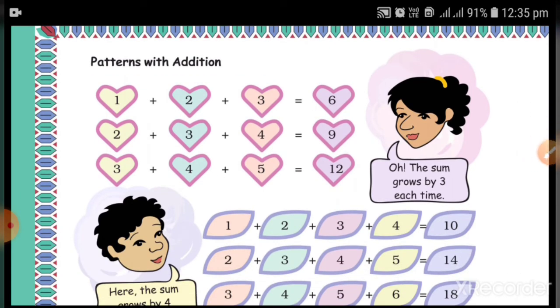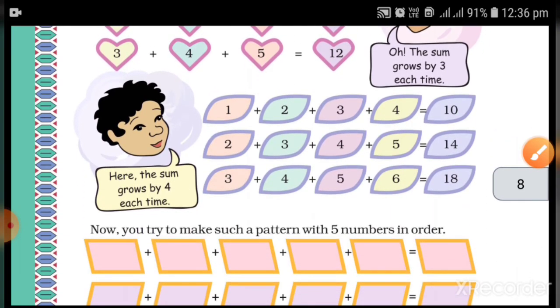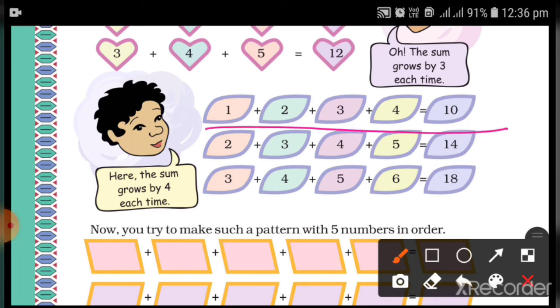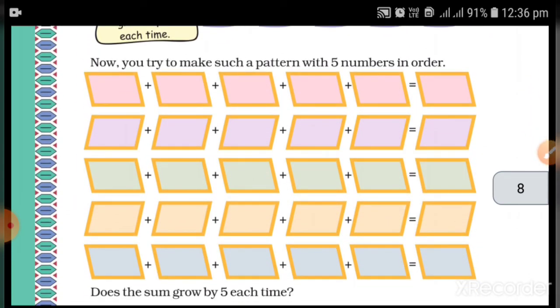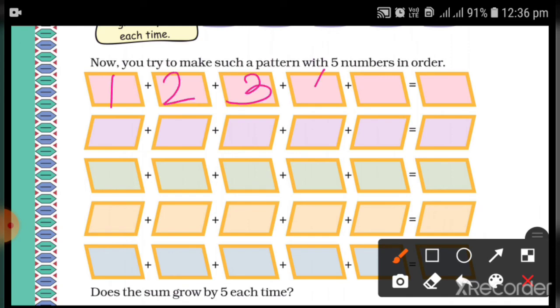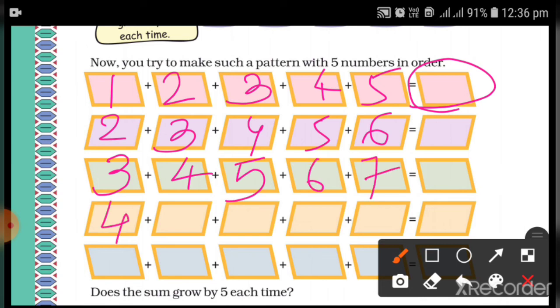Let's do the addition. As you can see here, 1, 2, 3, 2, 3, 4, 3, 4, 5. And add the numbers. Here four shapes are given continuously, and here three shapes are given continuously. Here five boxes are given. 1, 2, 3, 4, 5. Here you have to write the answer. 2, 3, 4, 5, 6. I am just showing you the pattern and you have to add and write inside it. 3, 4, 5, 6, 7, 4, 5, 6, 7, 8, 5, 6, 7, 8 and 9.